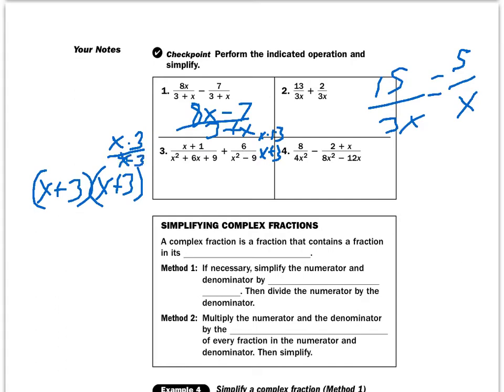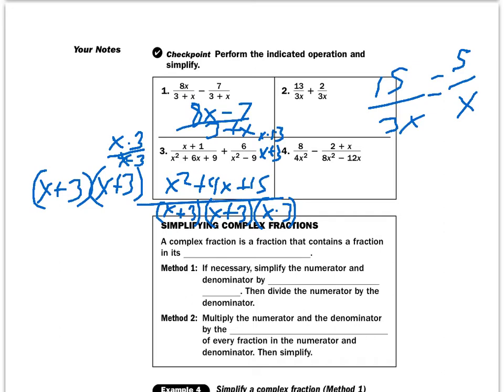All right? And after I did all that work, all the foiling, and if I did everything correctly, I would end up with x squared plus 4x plus 15 over x plus 3 squared times x minus 3, if you want to do it that way, or x plus 3 times x plus 3 times x minus 3. Okay, something like that.